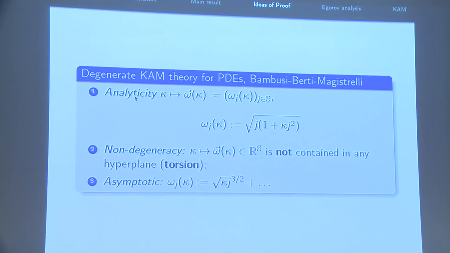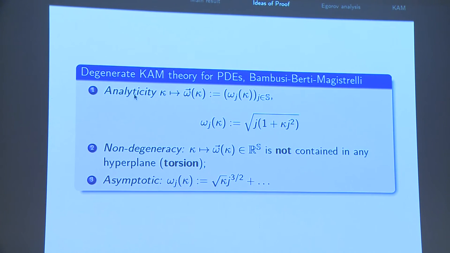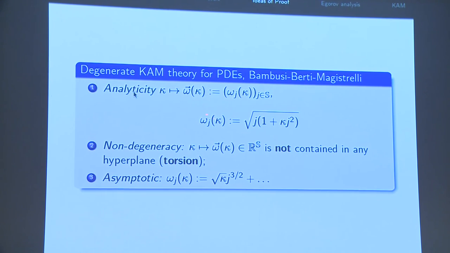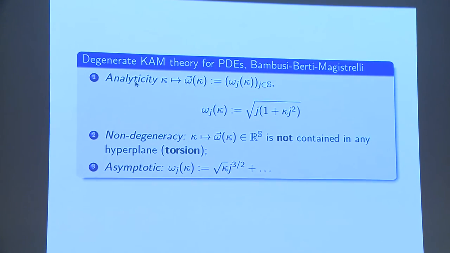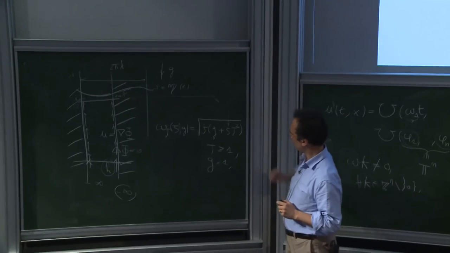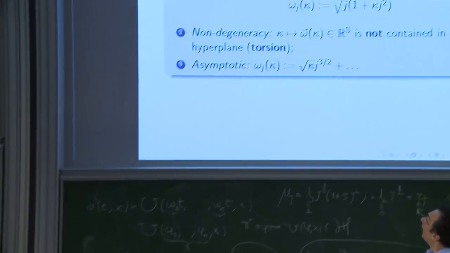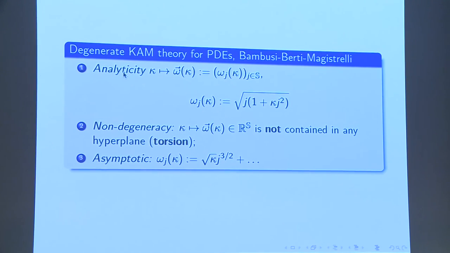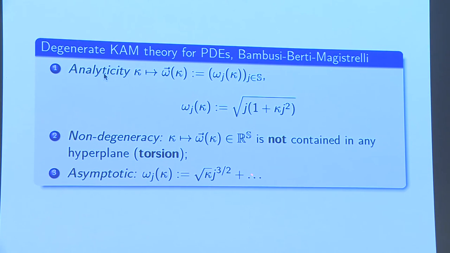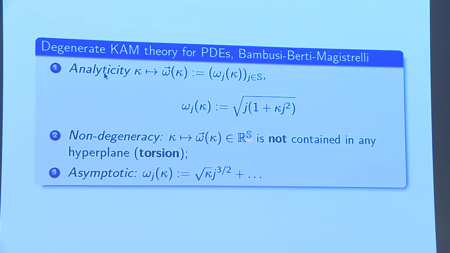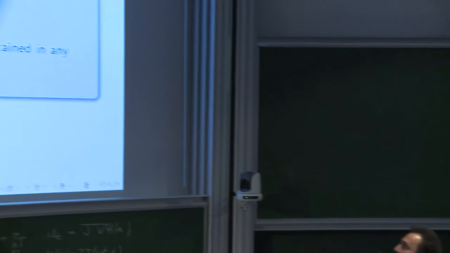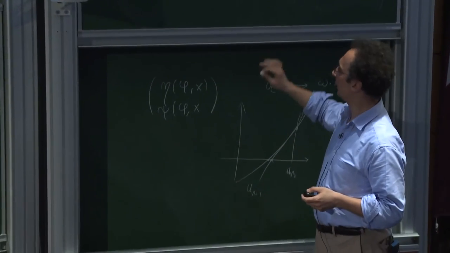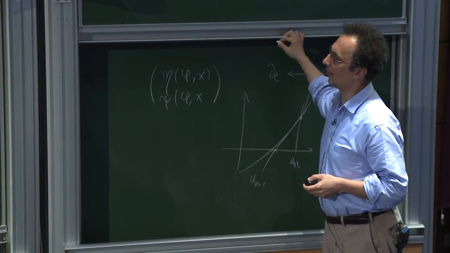Okay, in this case, the ingredients which are important to verify these weak non-degeneracy conditions are the fact that these linear frequencies are indeed analytic functions of, say, the surface tension. And they satisfy suitable asymptotics at infinity, square root of j, kappa j^(3/2). And then there is a suitable non-degeneracy condition, a non-triviality condition that I explain now, which is called the torsion condition, which I think goes back to, I don't know precisely, it appears in Herman, but also probably in other Russian people.